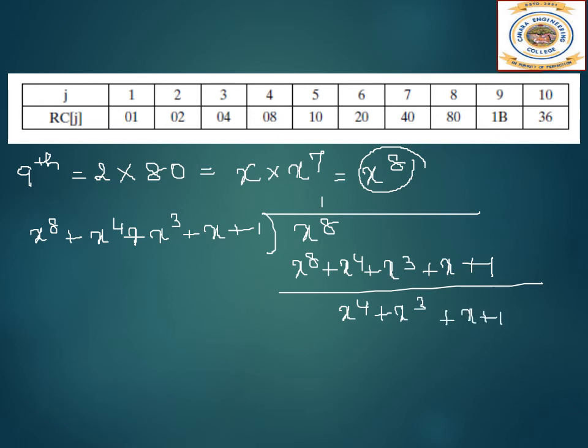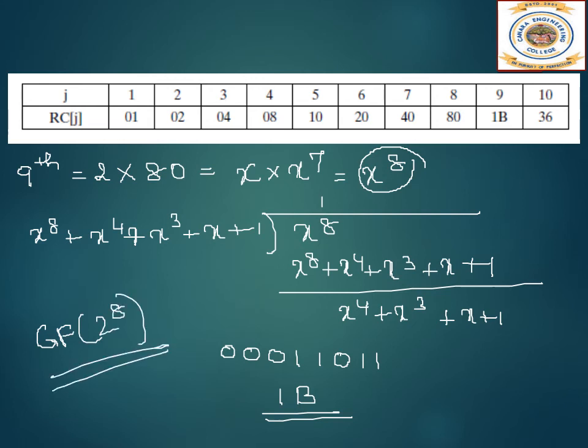Now let us write the binary equivalent for this. So x to the power 7 is 0, x to the power 6 is 0, x to the power 5 is 0, x to the power 4 is 1, x cube is 1, x square is 0, x to the power 1 is 1, x to the power 0 is 1. So what is the equivalent? This is 1, and what is 1011? It is b. So this is how we got it for the 9th round. For the 10th round, you can try how you are going to get the 36. So remember again, this calculation is in GF of 2 to the power 8. All AES calculations are based on GF of 2 to the power 8.